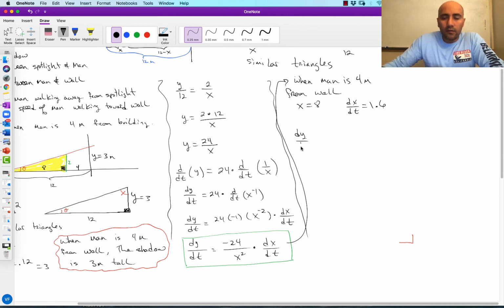dy/dt is going to be equal to negative 24 divided by 8 squared times 1.6. And then we just plug that into our calculator and we'll get the desired result. dy/dt is equal to negative 0.6 meters per second. Okay, so that means that the shadow is decreasing at a rate of 0.6 meters per second.